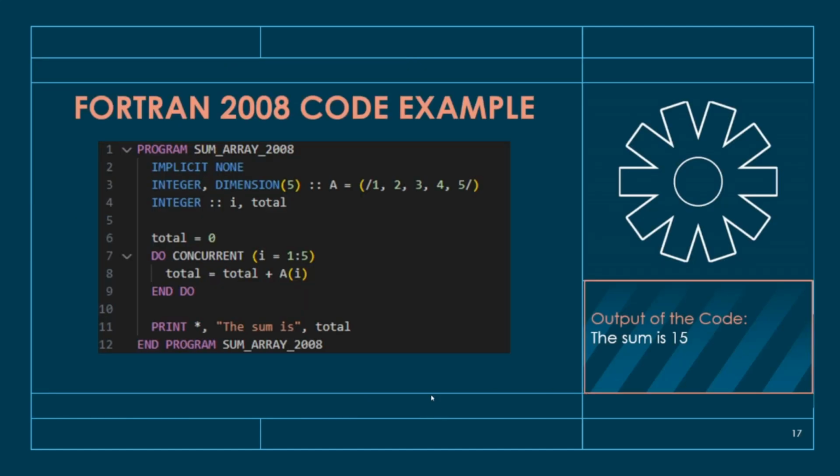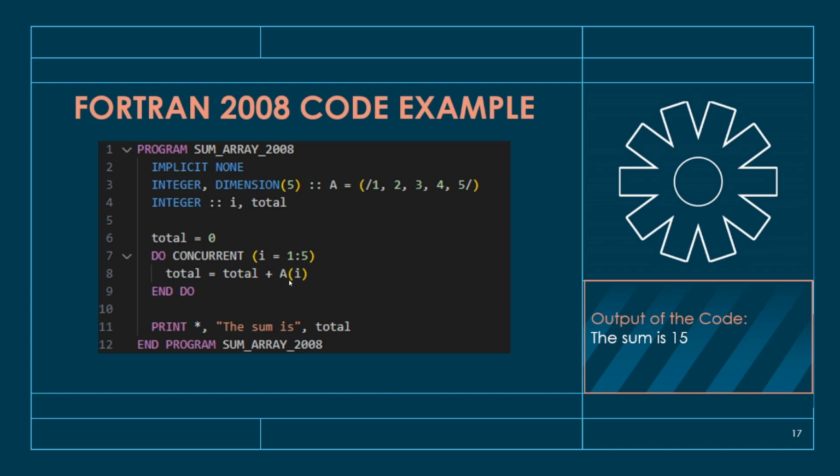The code example is going to be focusing on the do concurrent. As we see here, we start with the program. The program's name is SumArray2008. Here are the variables. Here's the array. Do concurrent i = 1:5. So it's going to do 1 to 5. The total is how we get the sum of 15: total equals total plus a(i).